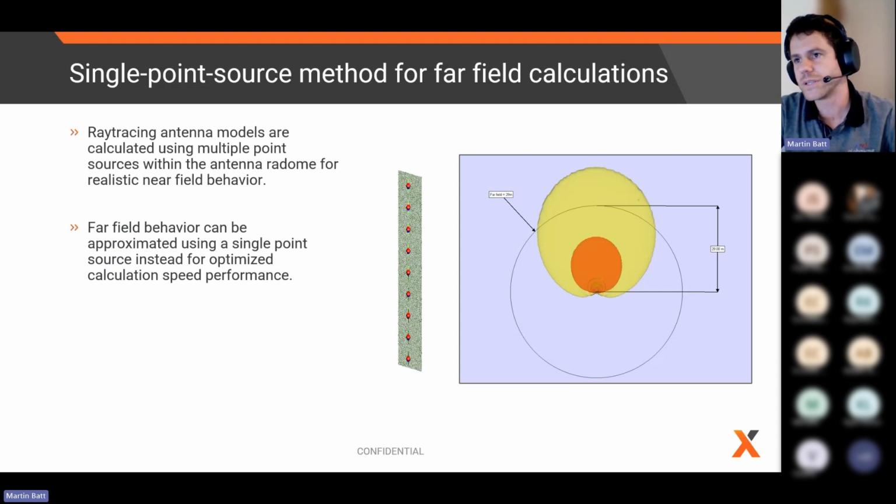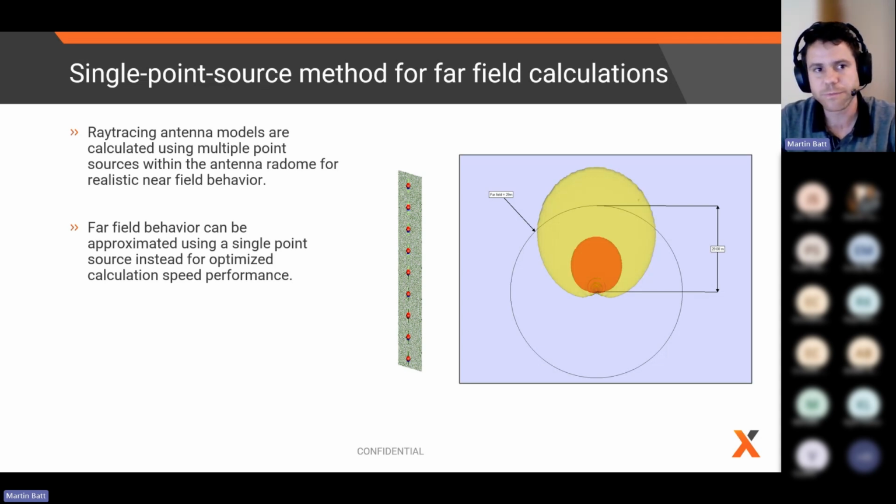So the first one to mention is the single point source method for far field calculations. I don't want to go into too much detail here, but essentially what it boils down to is that our ray tracing antenna models consist of multiple point sources within the antenna that is then calculated to determine what the exposure is at certain distances. That's very, very beneficial when calculating values close to the antenna because it's a more realistic representation of the actual antenna behavior.